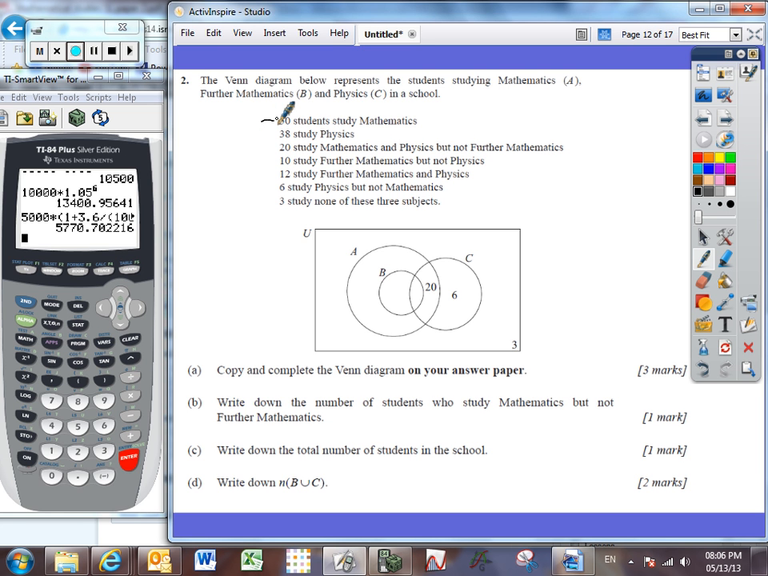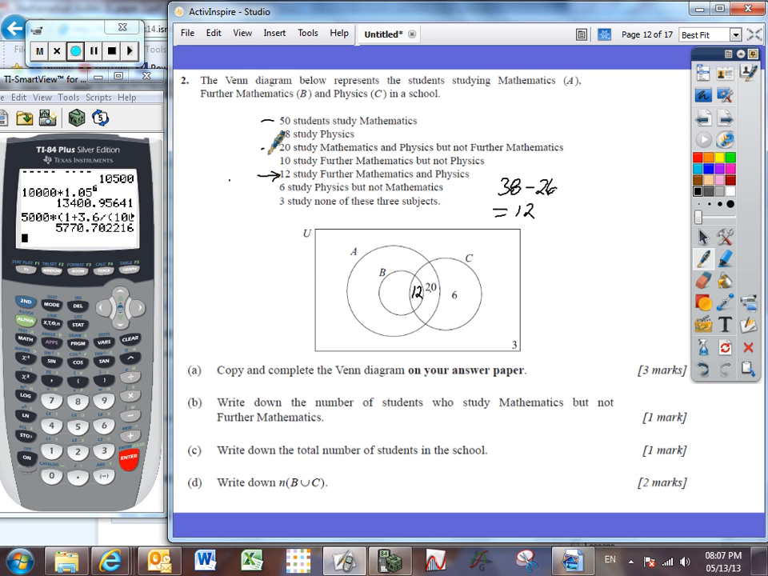Okay. 38 study physics. Physics is C, so circle C should contain a total of 38 students. We have 26 of them right here, so that must leave only 12 other students that belong in this region. And that correlates with this piece of information here, that there are 12 who study further mathematics, circle B, and physics at the same time. There's 12 in this region that belong to both further mathematics and physics.